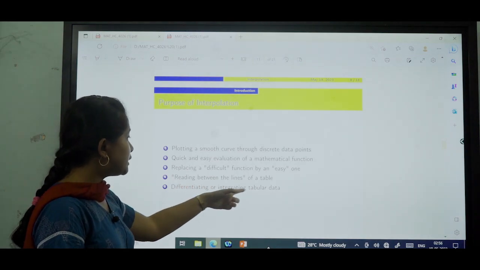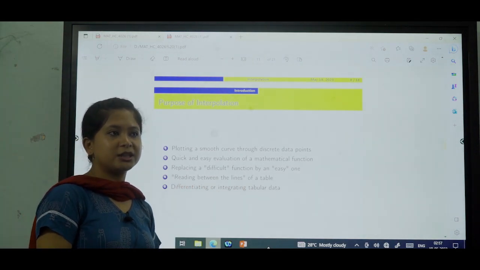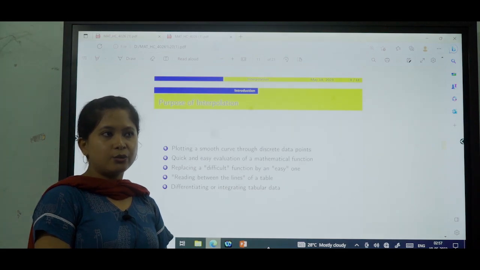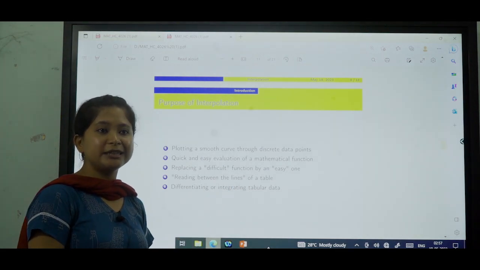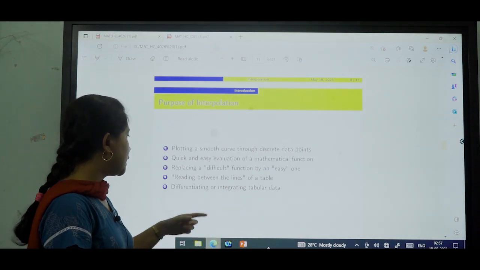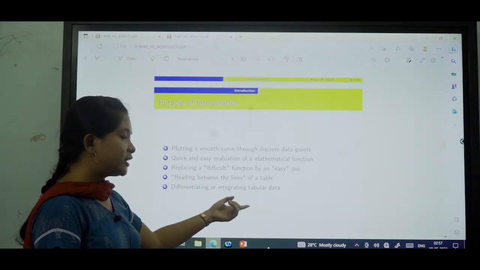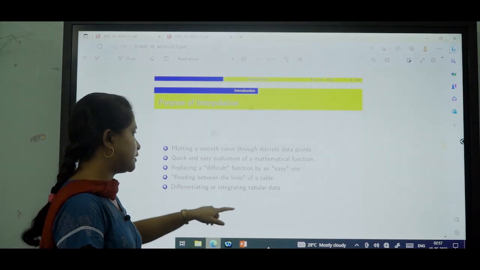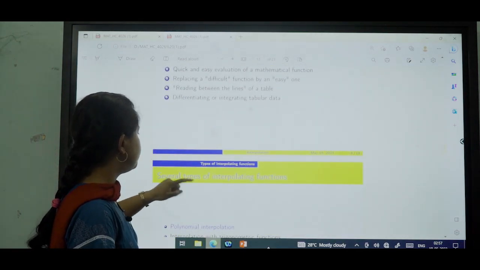And reading between the lines of a table. Like in the first example you have seen, we are reading between the lines. We are finding the population in 2010, which was not given in the data. And the last one is differentiating or integrating tabular data. So these are your purposes.